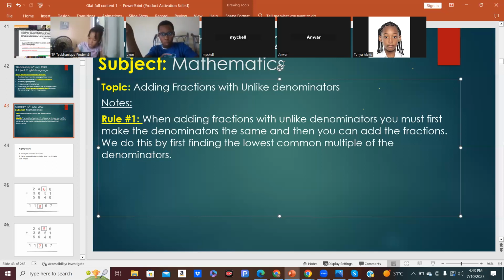Read rule number 1, Siobhan. When adding fractions with unlike denominators, you must first make the denominators the same, and then you add the fractions. We must do this by first finding the lowest common multiple of the denominator. Very good.